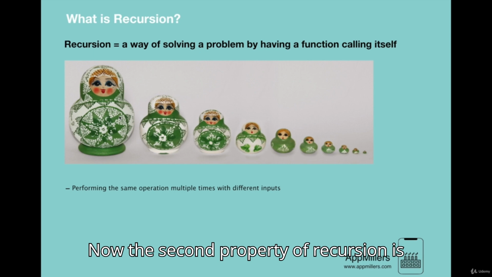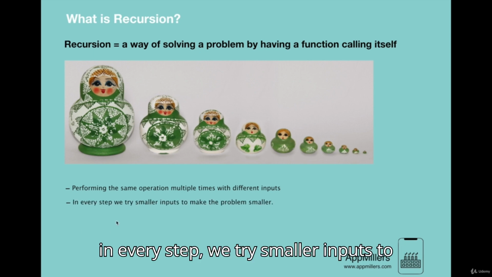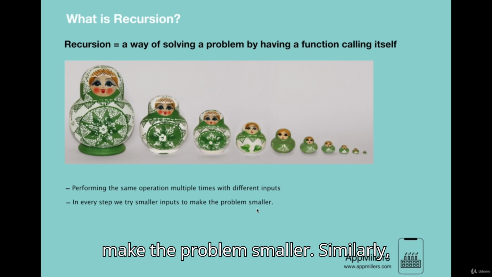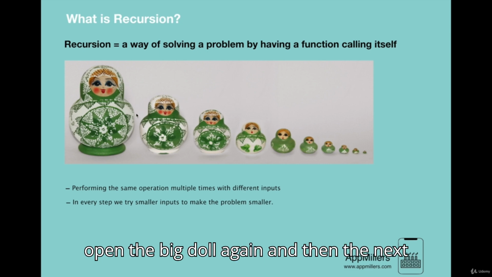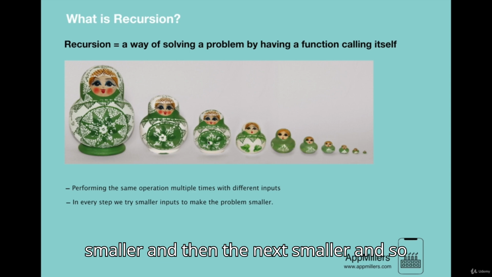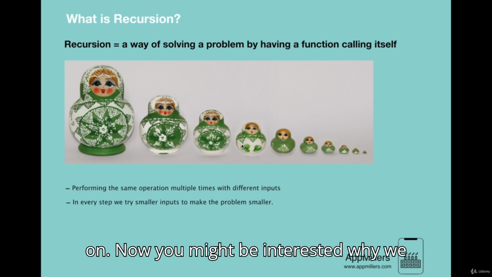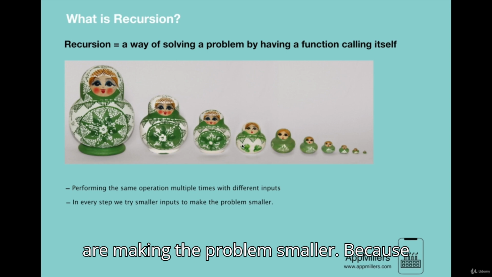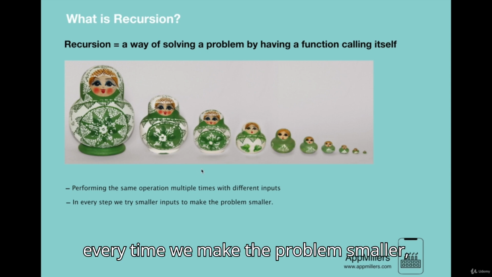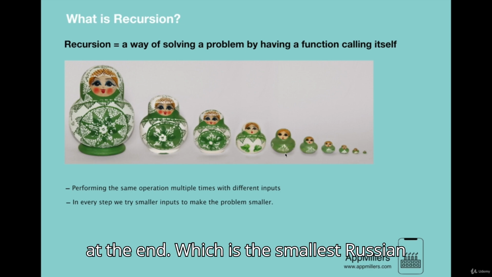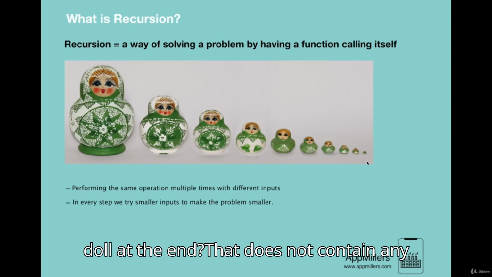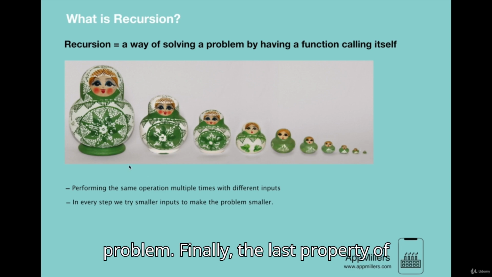Now the second property of recursion is that in every step we try smaller inputs to make the problem smaller. Similarly, in the case of opening Russian dolls, we try to make the problem smaller. First we open the big doll, and then the next smaller, and then the next smaller, and so on. Now you might be interested why we are making the problem smaller. Because every time we make the problem smaller, it makes it easier to find the solution at the end, which is the smallest Russian doll that does not contain any other one. This is the solution for this problem.